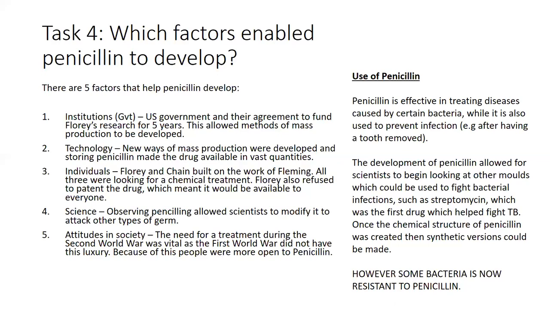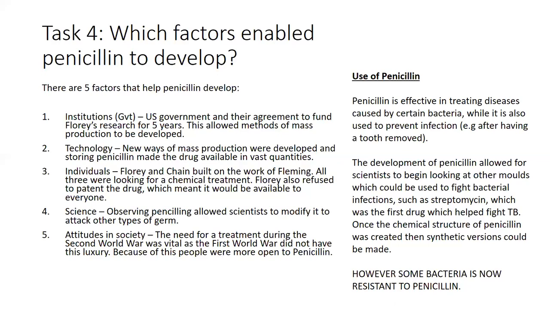Science was also a big factor. Observing penicillin allowed scientists to modify it and attack other types of germs. After penicillin had been developed, it was found that it had different strands that could also be used to treat other forms of illnesses. And penicillin is used quite regularly for a wide range of health issues. So that was really key, that being able to observe is really important.